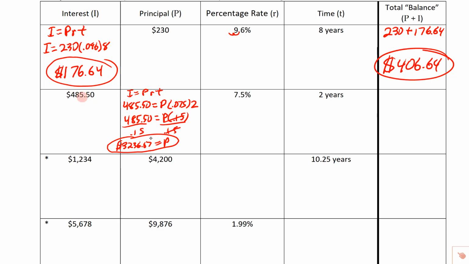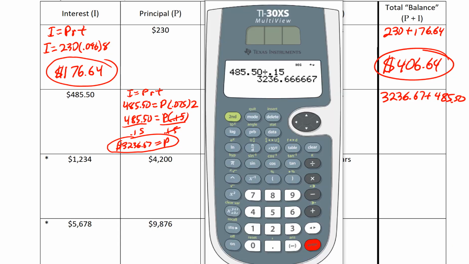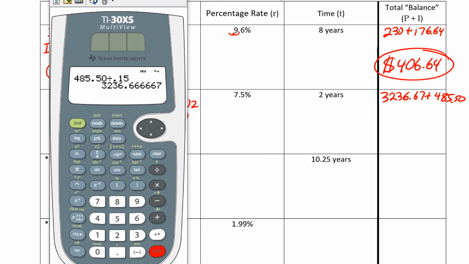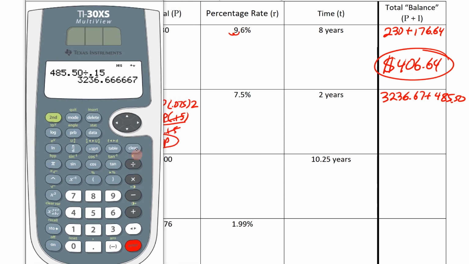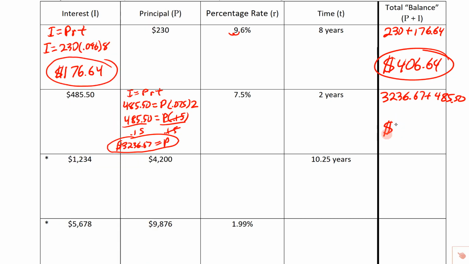And then, of course, we still need to add the principal and the interest together. So the original amount in there was $3,236.67, and then we're going to add the $485.50. So let's just see what we get on that. Let's clear this off. $3,236.67, and then we're going to add $485.50. Everything looks good, looks like the right numbers, and we end up with $3,722.17.